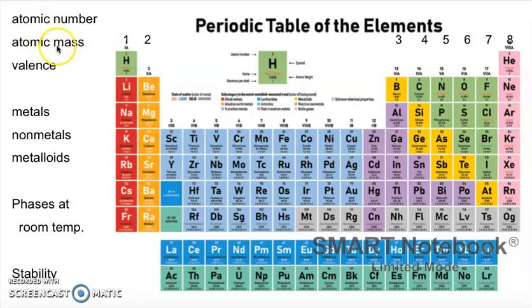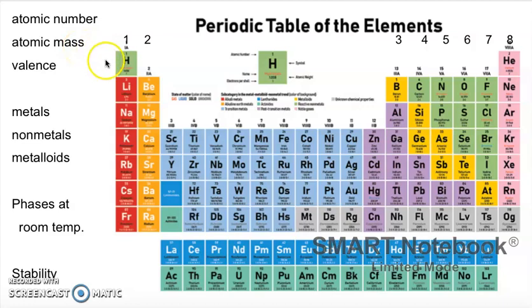Now, its atomic mass, you can't see it, but it's going to be at the bottom of each of these, is going to be the average mass of each one. That would be protons plus neutrons. Average atomic masses, protons, and neutrons.